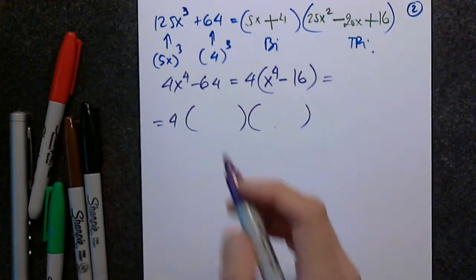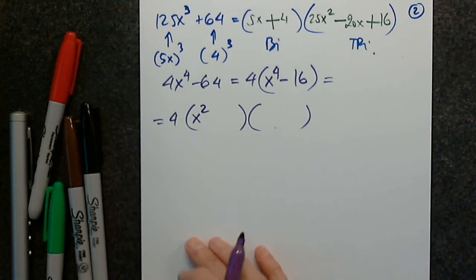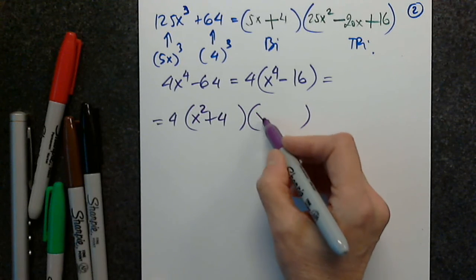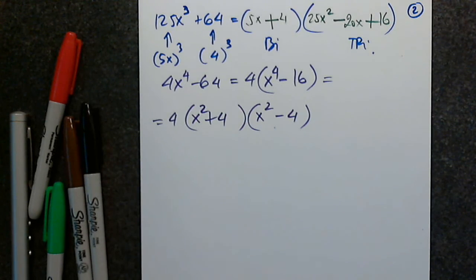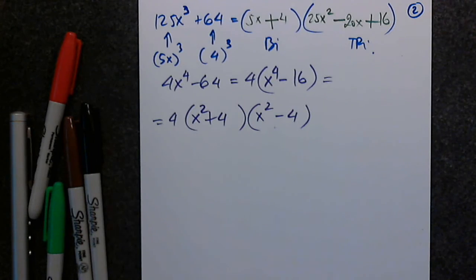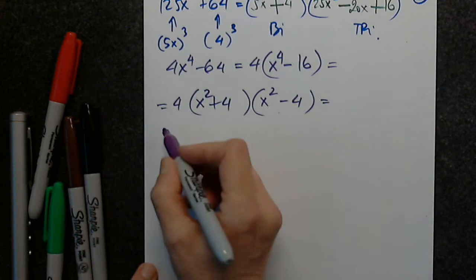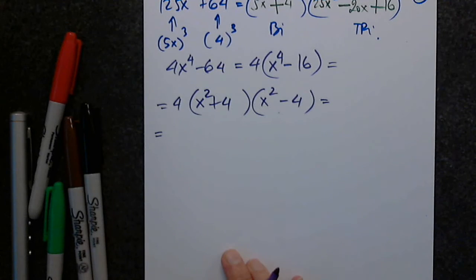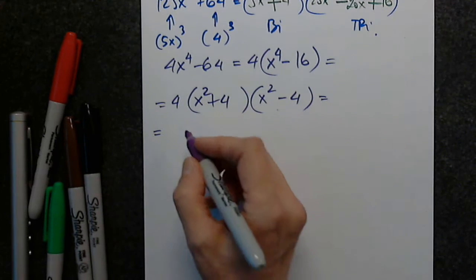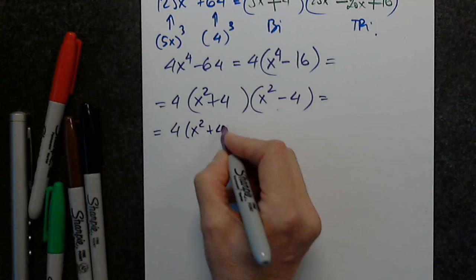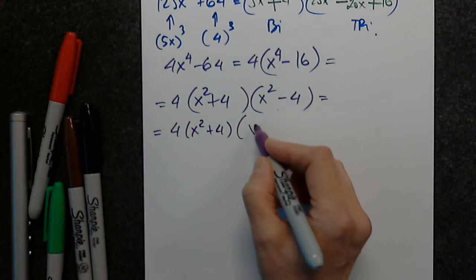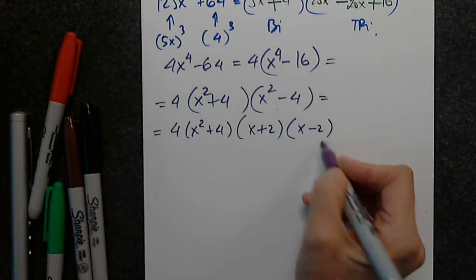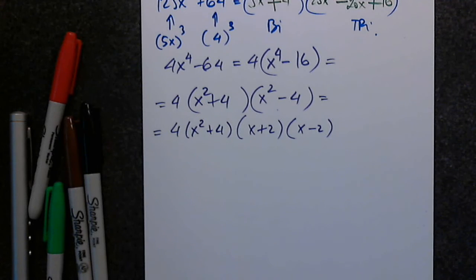x squared plus 4, x squared minus 4. x squared plus 4 is a sum of squares. You can't do anything to it, but x squared minus 4 is not a sum of squares, but a difference of squares. Very good. Which factors how? x minus 2, x plus 2. Very good. And this is it.